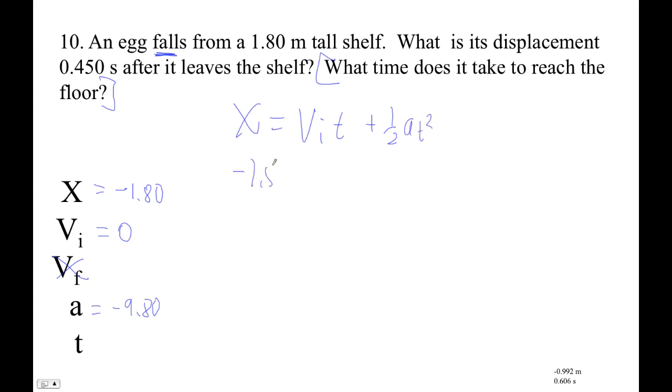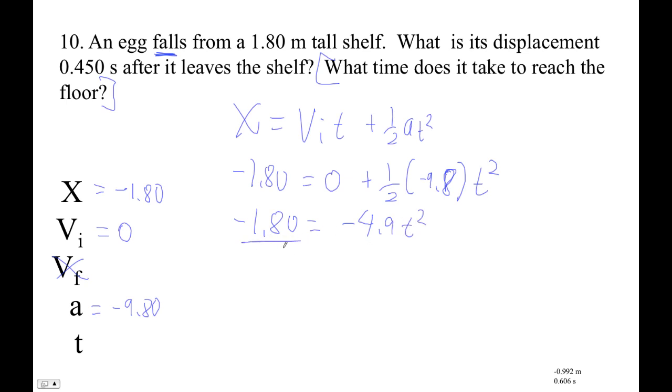Okay, so negative 1.80 is 0, right? It doesn't matter what, it's just 0, right? Plus 1/2 negative 9.8, that's negative 4.9, times t squared, right? Okay, so negative 1.80 equals negative 4.9 t squared. Okay, so now let's divide both sides by negative 4.9. Of course, this goes away, right? And now we get something, right? Okay, so 1.8 divided by 4.9.